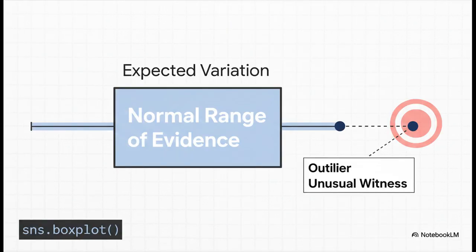To spot these weird data points, we use a box plot. This chart is awesome because it quickly shows us the normal range of our data inside a box, and then it flags any points that fall way, way outside that range as little individual dots. It makes them super easy to see.